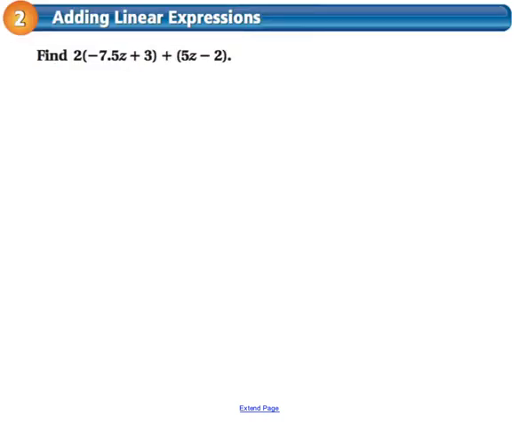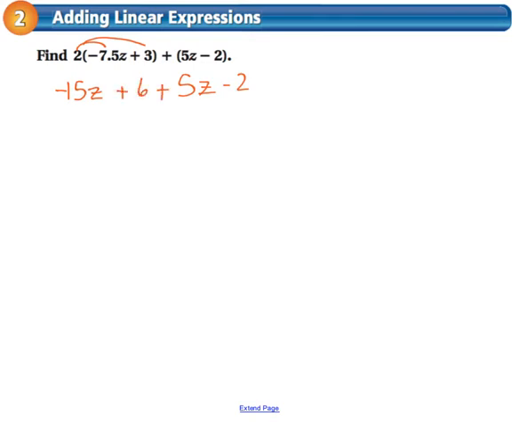Okay, find 2 times parentheses negative 5z plus 3 plus parentheses 5z minus 2. First, take care of parentheses. These parentheses on the right don't do anything, so I can just get rid of them. These on the left do. In order to get rid of them, I'm going to have to distribute the 2. So 2 times negative 5z is negative 10z. 2 times 3 is 6.